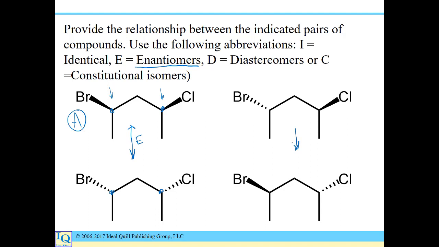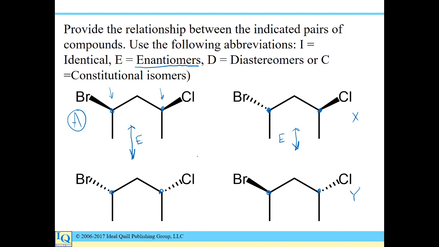Same thing for these molecules on the right. Let's call these molecules X and Y. If I have a hash line on bromine and it switches to a wedge, that's what a mirror would do. It would switch the configuration. Likewise for the chlorine, it switches from a wedge to a hash. You've switched the configuration of both stereocenters, so those two are also enantiomers of one another.